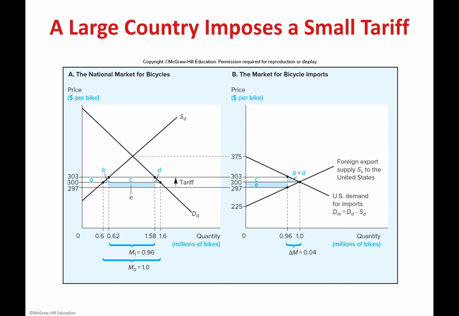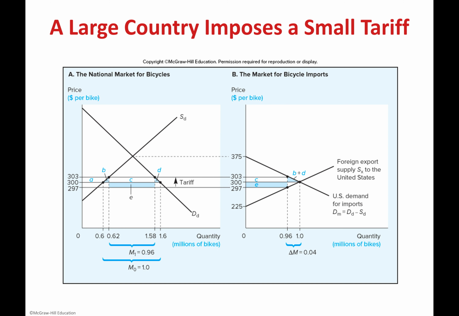Okay, so what happens? Well, there's going to be a loss to consumers of A plus B plus C plus D in terms of consumer surplus. There's going to be a gain to domestic producers of basically A, so that comes out in the wash. But then the government's going to get C and E, so C plus E.